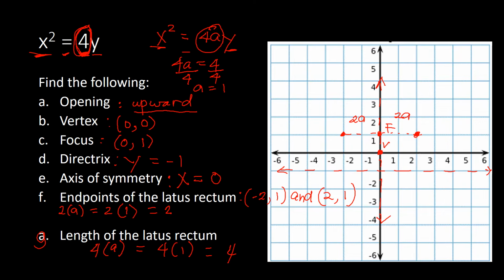So drawing now our graph, we just have to connect these endpoints to our vertex. We are going to draw a curve here, passing through the endpoints, and then draw an arrow on that one. So this is our parabola.